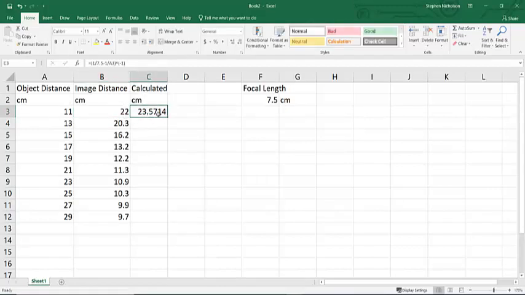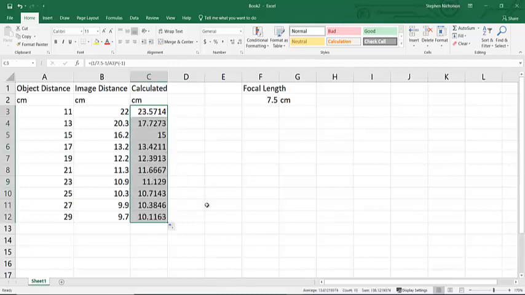Okay, so now we're going to copy that equation. I didn't use this number here in the equation. I mean, I did use it, but I didn't use this cell, but that's okay. So I'm just going to copy that down. And so there we go.